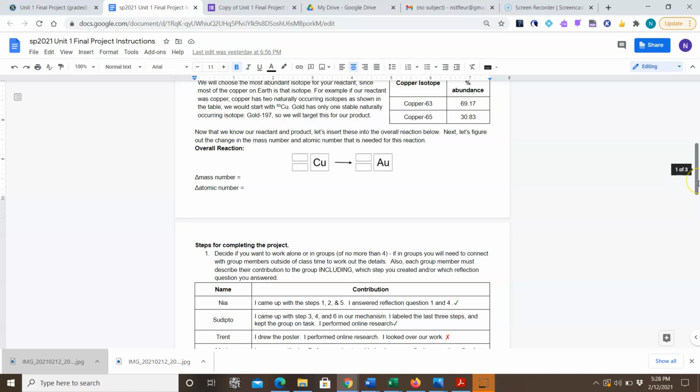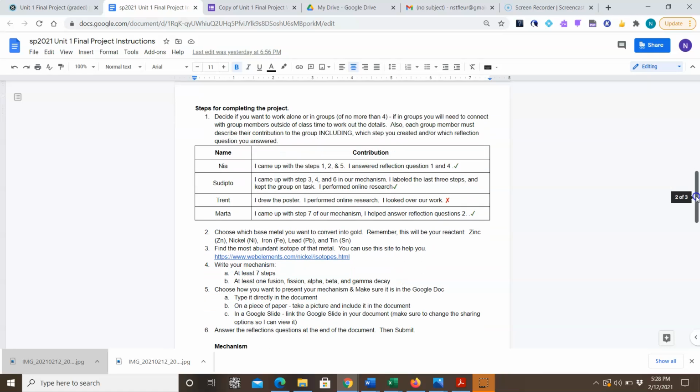So in this project, you're going to convert one of the base metals. If you go down to the second page, you'll see them there. Base metals are just cheaper metals: zinc, nickel, iron, lead, or tin, into gold. So you need to choose which one you want to do. Let's say, for example, you decide you want to do iron. The third step is to pick the most abundant isotope of iron.